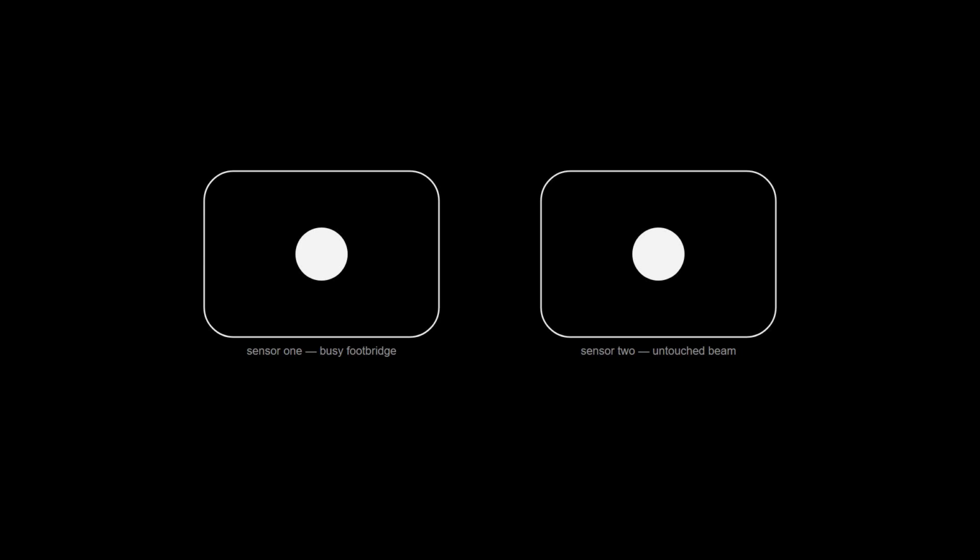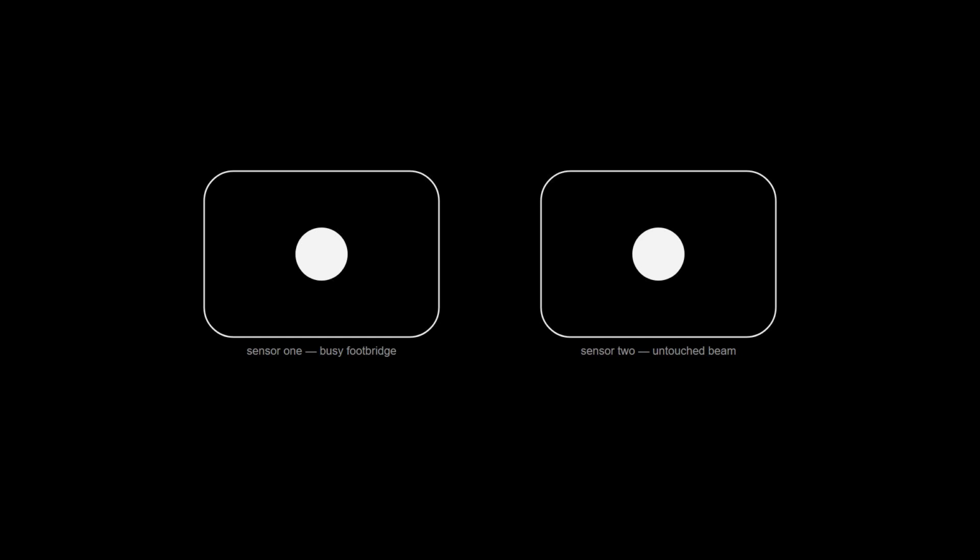Picture two sensors. Sensor 1 sits on a busy footbridge. It reports a small vibration on nearly every step, all day, every day. Sensor 2 sits on a load-bearing beam that almost never moves. It can go quiet for the entire monitoring window until the one moment it really matters. A real structural stress event. Miss that, and you have missed the only signal that counted.